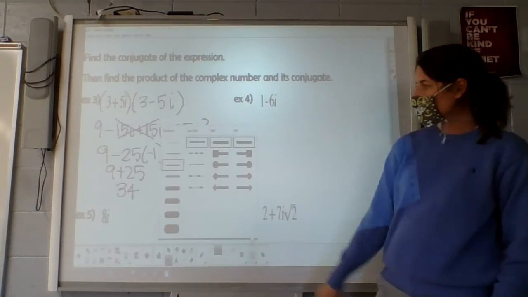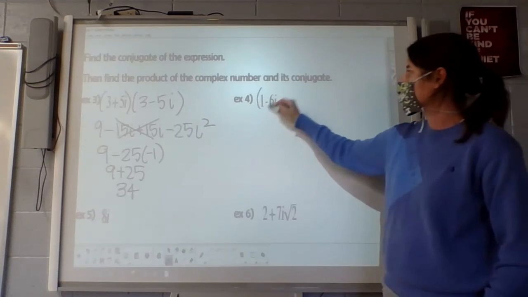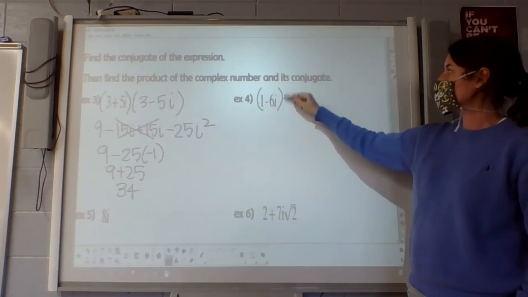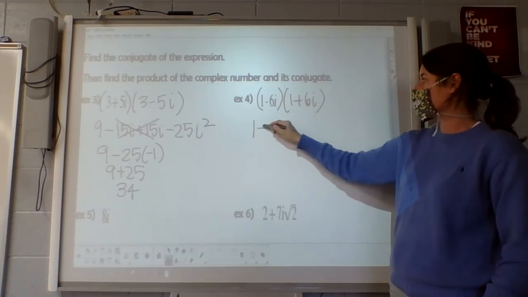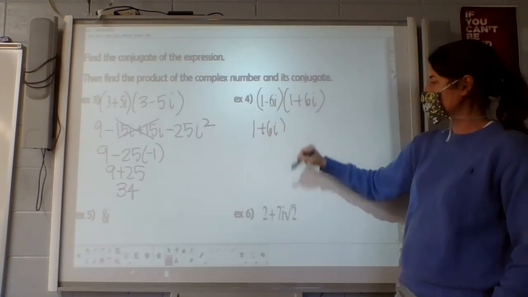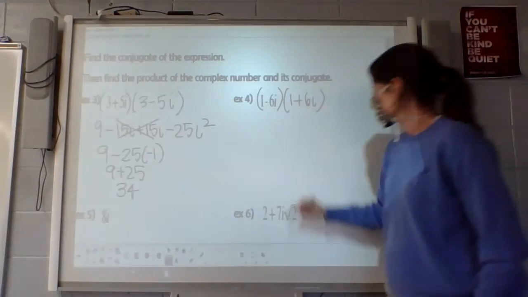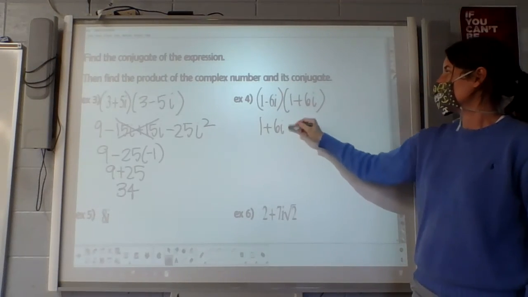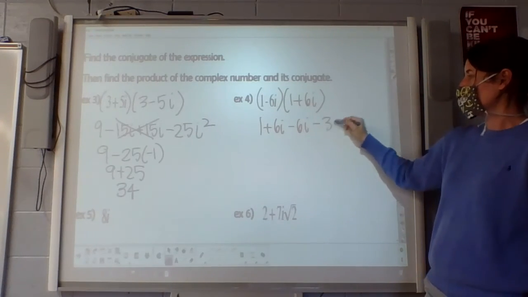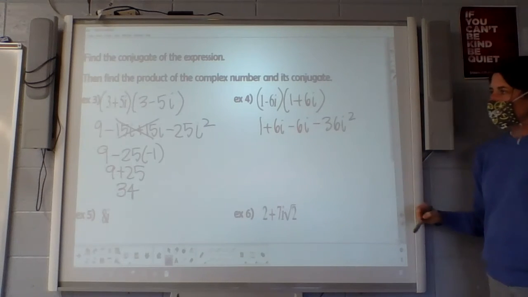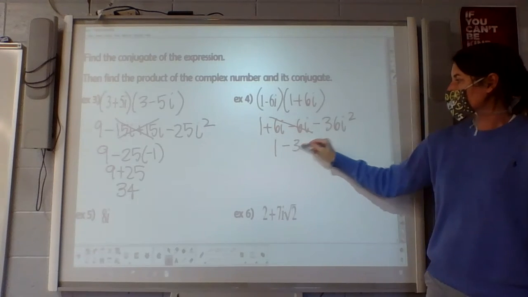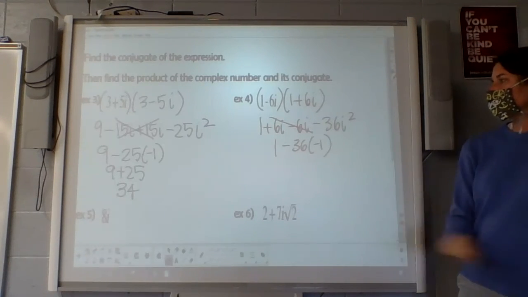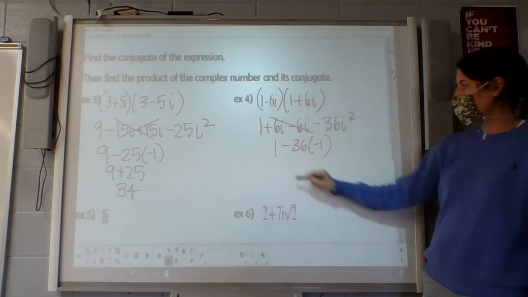All right, so this next one we're going to multiply by 1 plus 6i. Oops, what are we doing? No more parentheses. So that becomes plus 36.